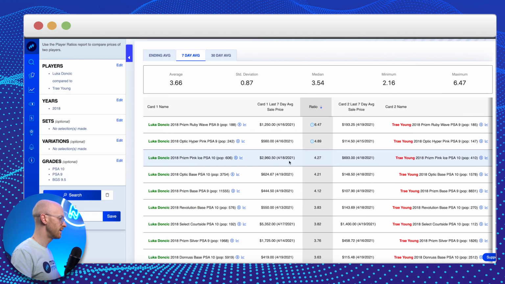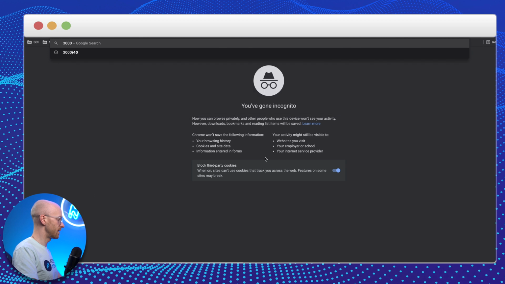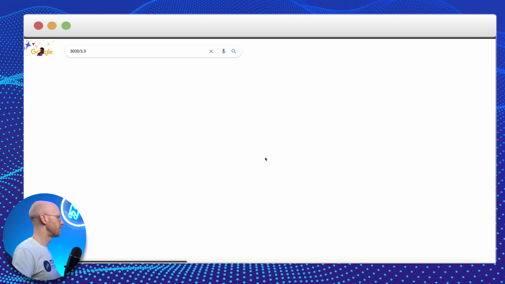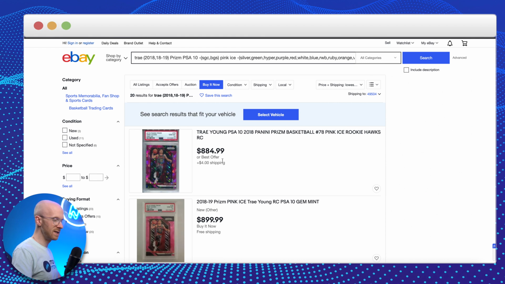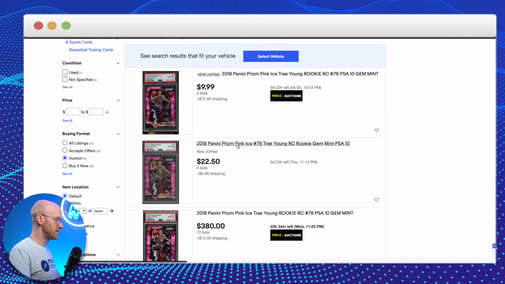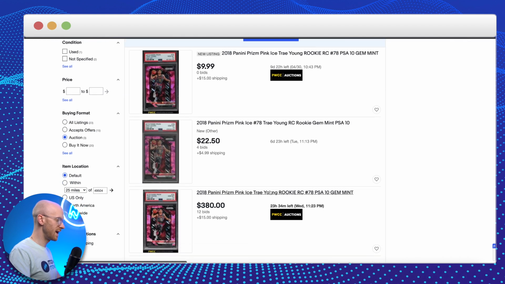$885. If I were to come back over here and look at the PSA 10 Luka, 3,000, let's say, divided by 3.5, is going to be $857. So definitely a card that's more around the $850 to $875 mark. I would keep an eye on this auction and see where these auctions are going to end in the next day. And if I can get this for around $650 to $700, I'm hitting that buy button, and I'm definitely taking that as an opportunity for this card to play catch up as the market equalizes.